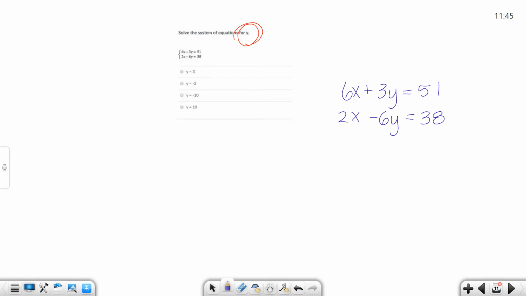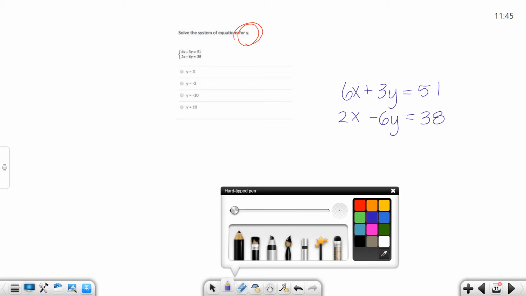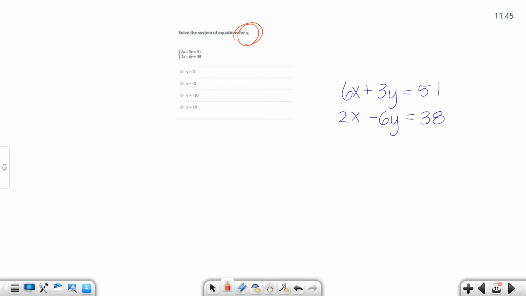Okay, I'm going to use the addition method to solve this system. I'm solving for y. That means I want to keep y. If I want to keep y, that means I want to get rid of x. So right now 1x has a value of 6. I can turn the other one into a negative 6 if I multiply the entire bottom row by negative 3.